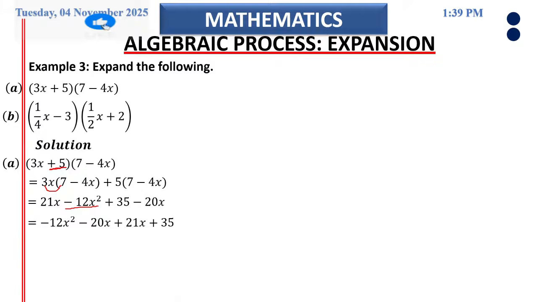Okay? So now that's what we have done here. We collected like terms and we also rearranged at the same time. That's what brought minus 20x plus 21x together, which you can simply sort out to get plus x. So that means your final answer is minus 12x squared plus x plus 35, because there's nothing else to be done on it again.